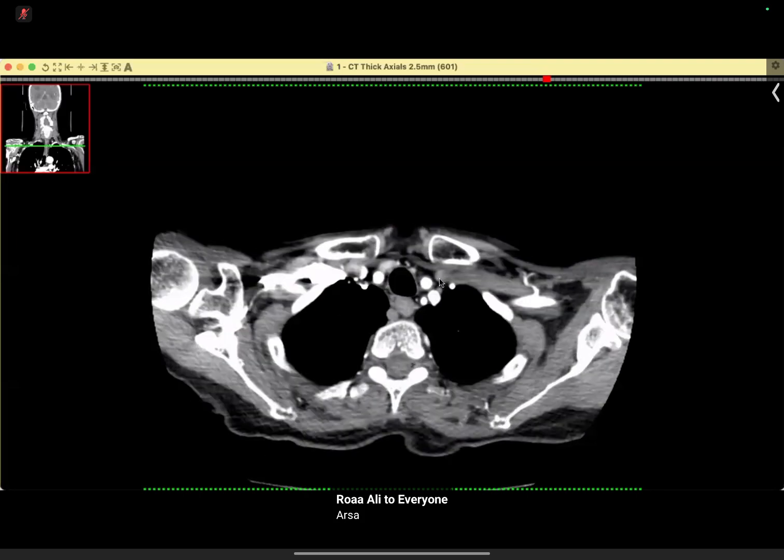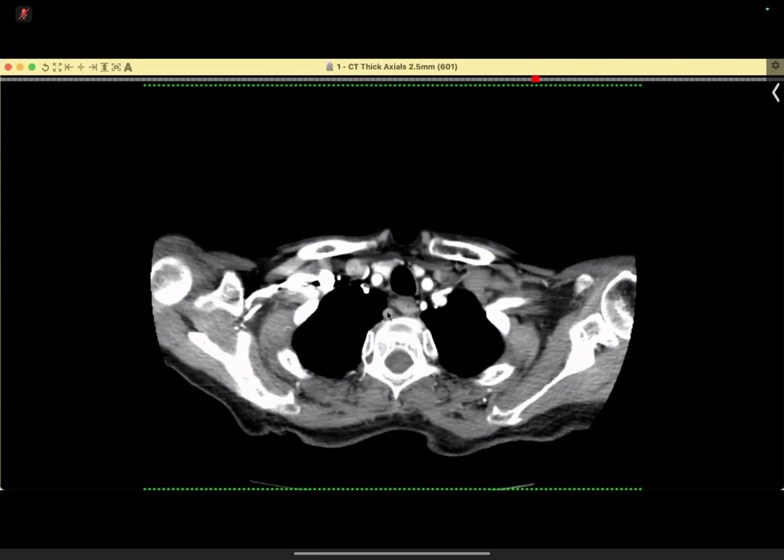Okay, just one second, please. What is this structure where I'm pointing out? This circular structure, this thing. Sir, can I scroll up and down?